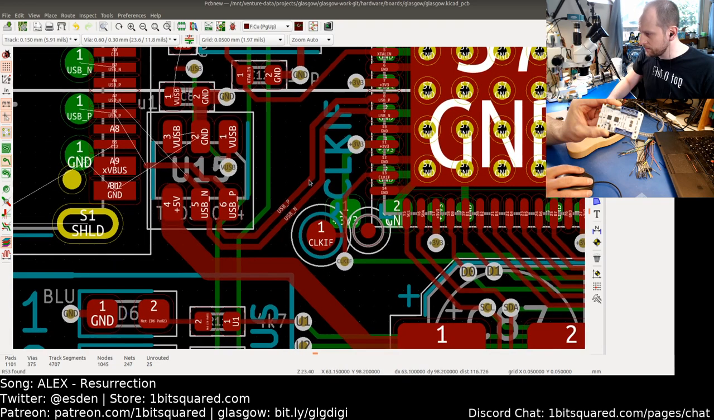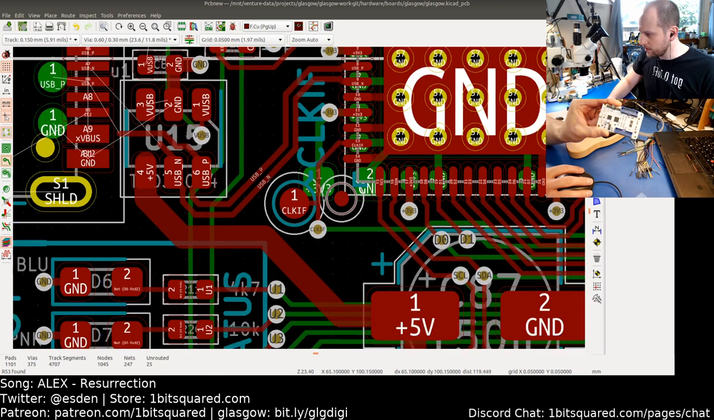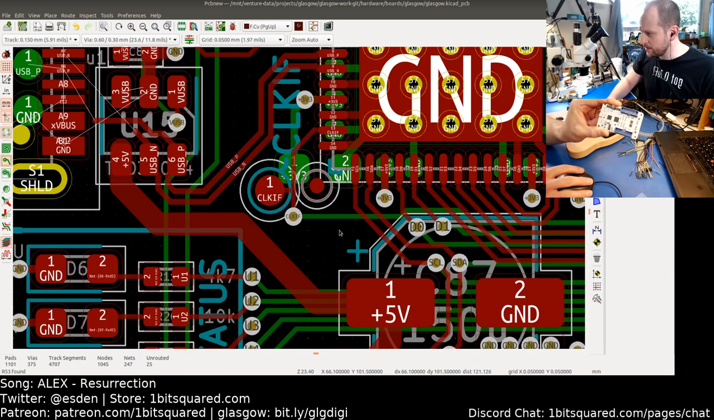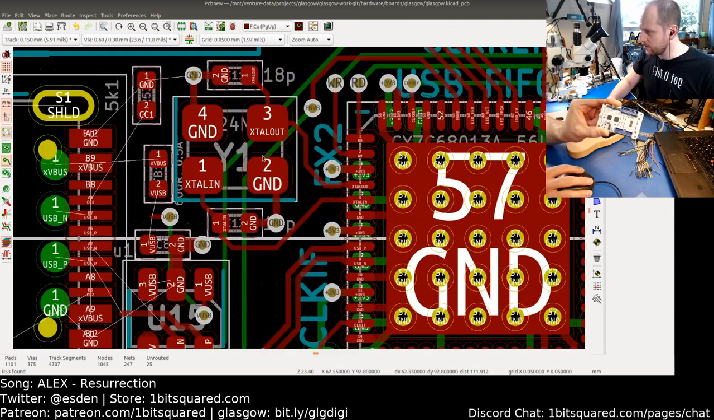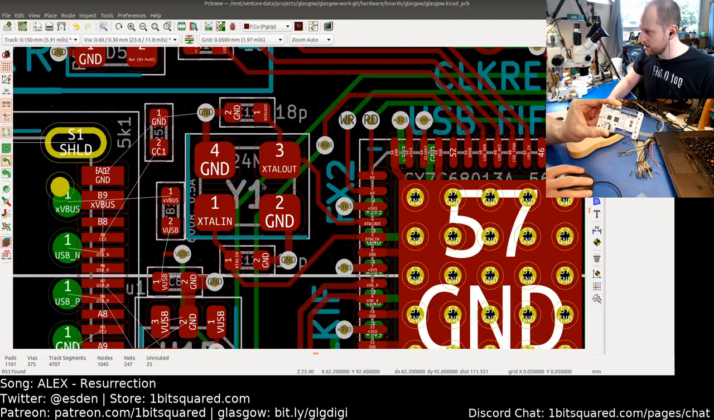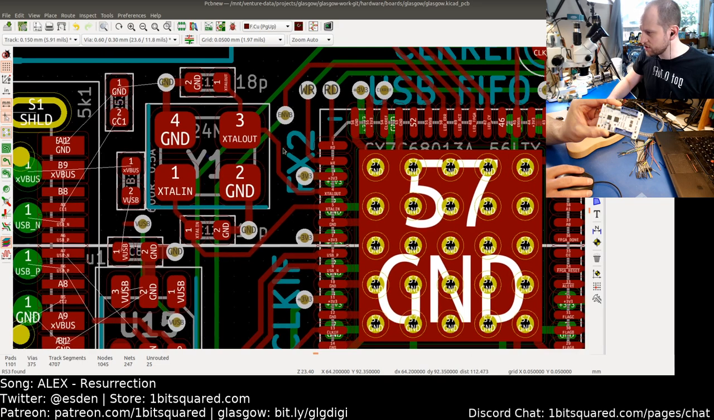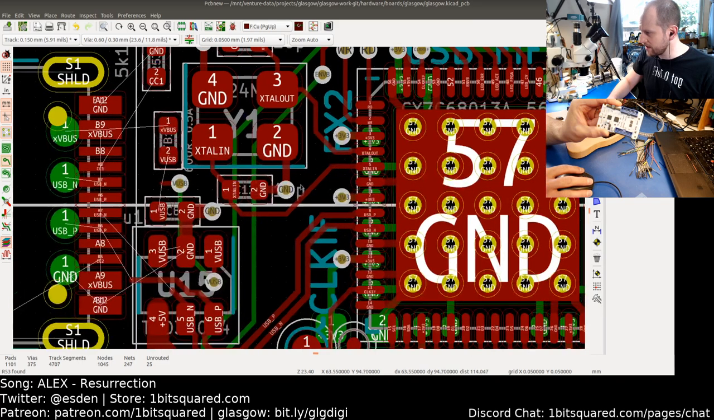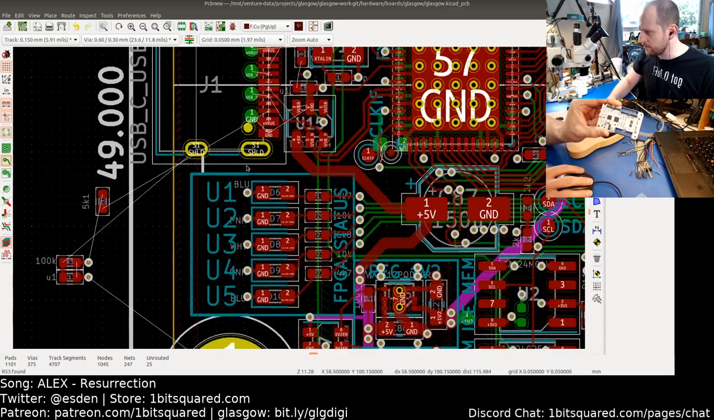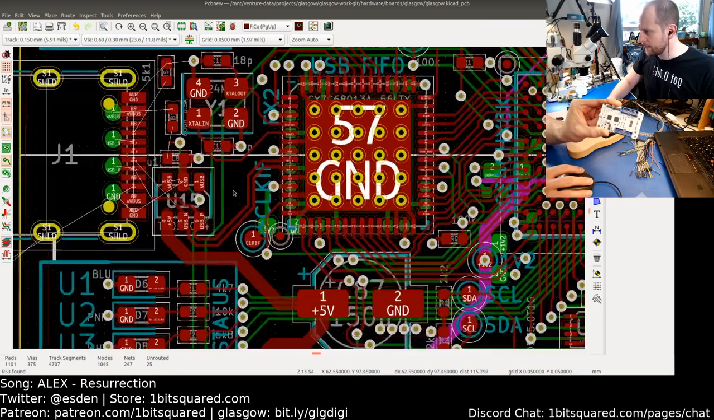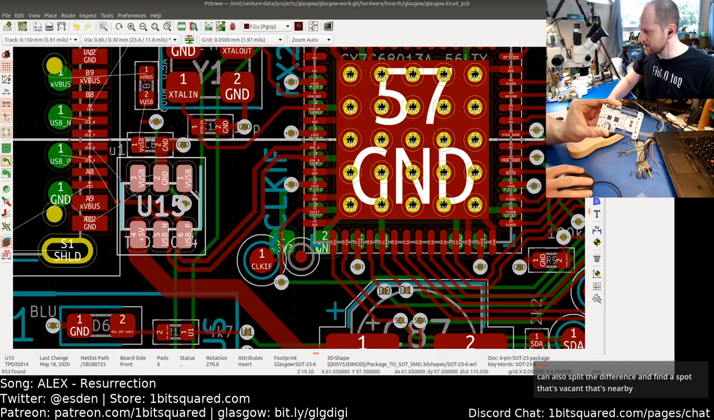Okay, so clock IF. The clock IF probably wants to be moved down here so we can make more space, and then this one can be squished and we can make more space here. So yeah, a little bit of shuffling still necessary. So this chip actually is an interesting part.